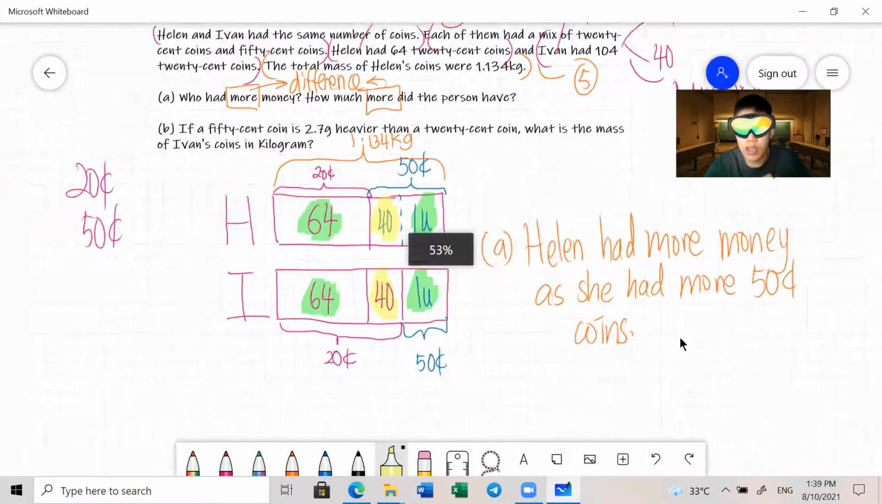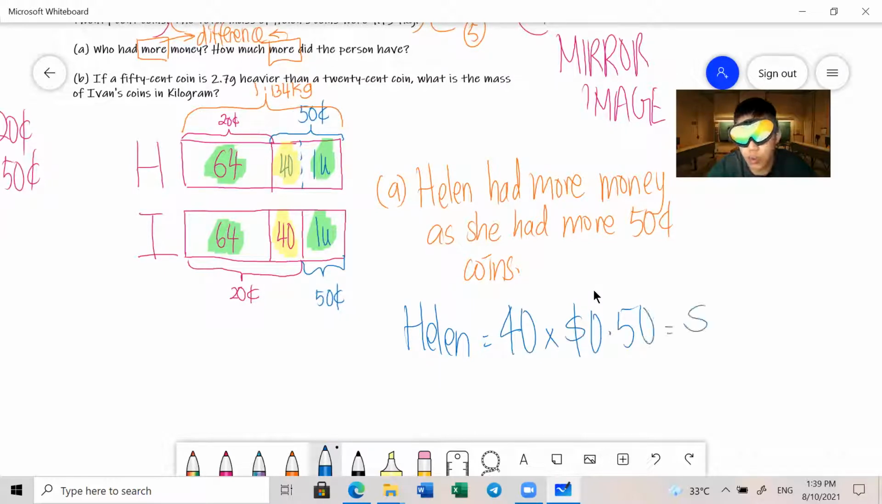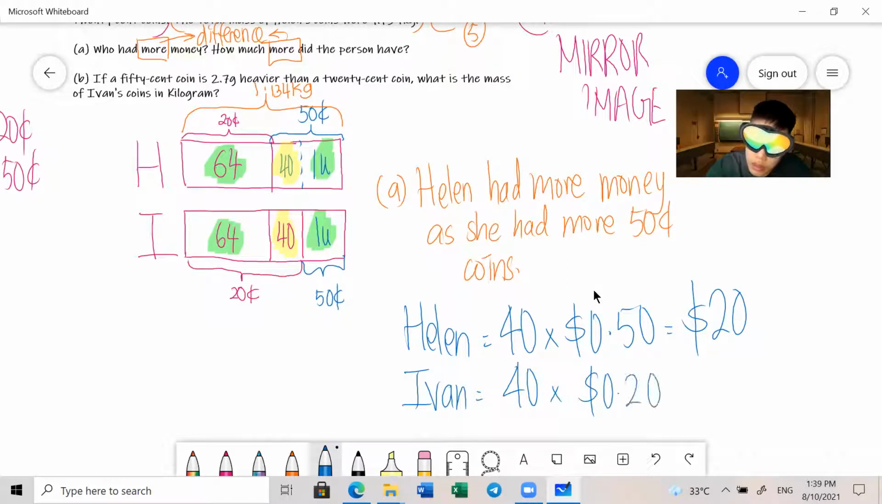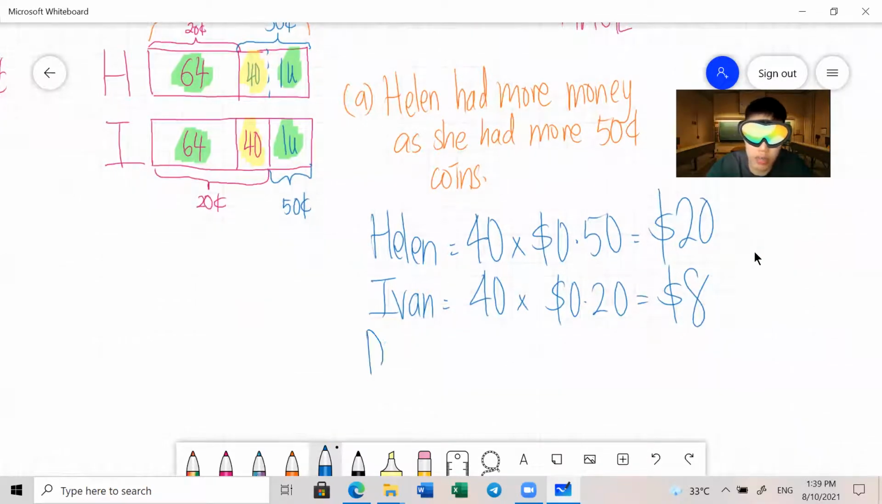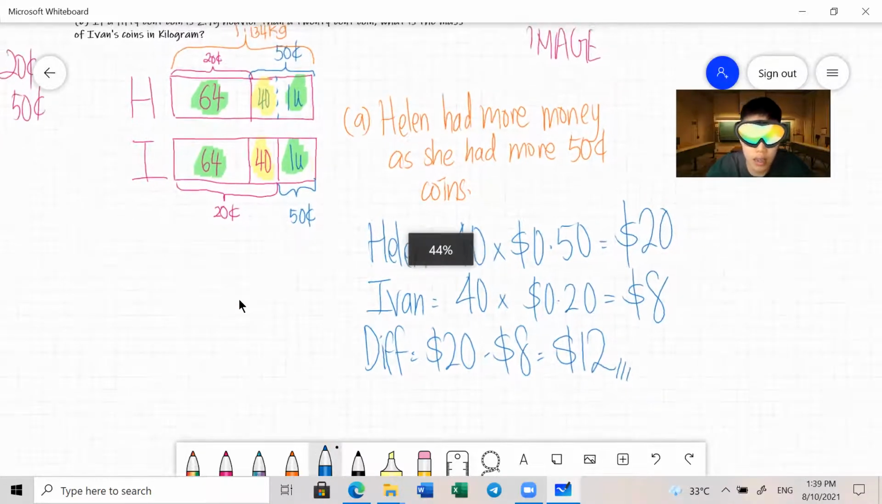Which means to say, you just have to find, for Helen, 40 coins times 50 cents, that amounts to $20. For Ivan, 40 coins times 20 cents, and that amounts to $8. To find the difference, simply just do $20 minus $8, which is equal to $12. Therefore, my answer for A, part 2, must be $12.